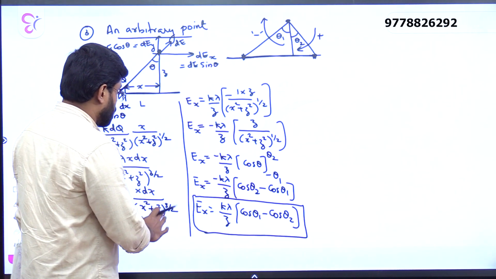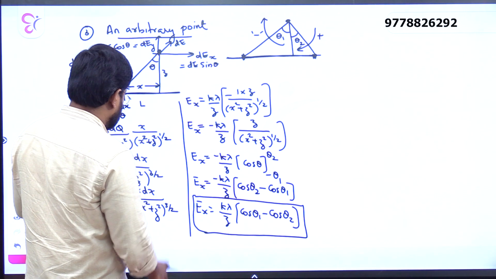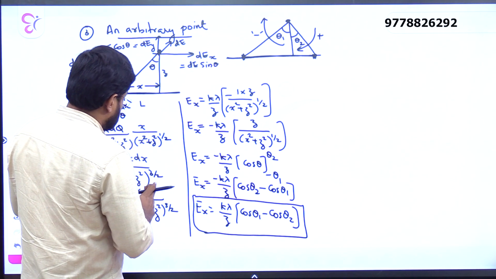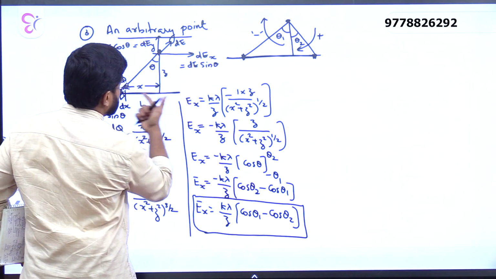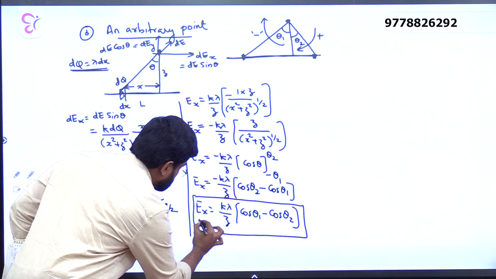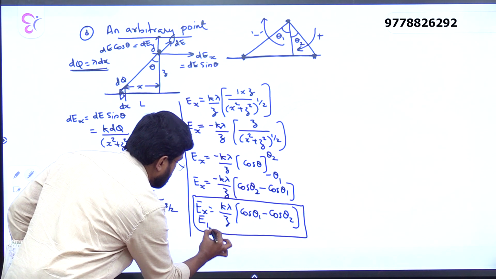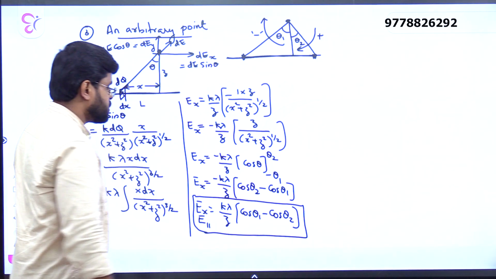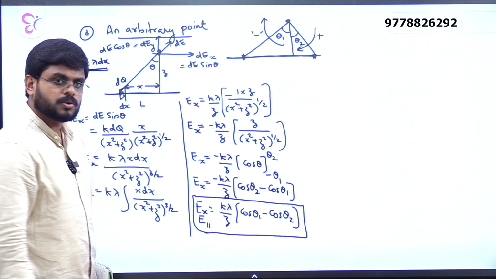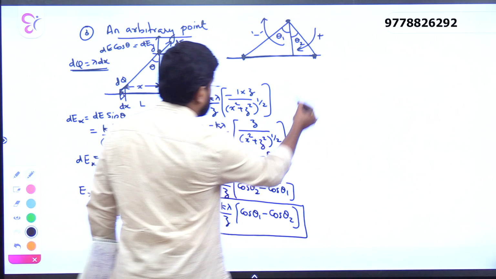This x component also has the name the parallel component. Why? Because this x component is parallel to the rod. This is also denoted as E parallel. E parallel is equal to k lambda by z into cos theta 1 minus cos theta 2. Clear?